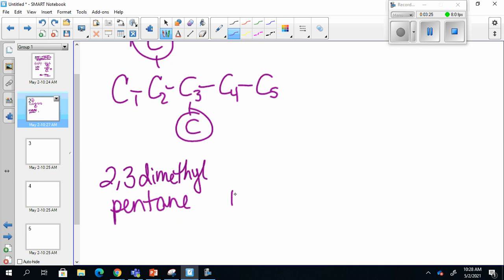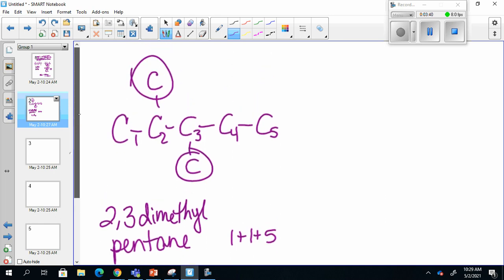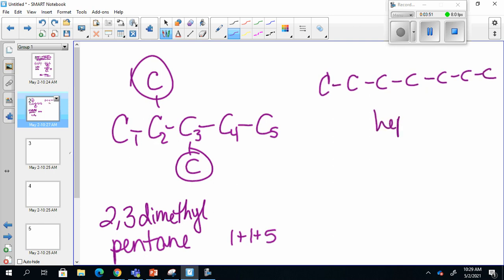All right, a 1 plus a 1 plus a 5 is C7. And then H, I double it, so that's 14 plus 2 is 16. So that's my formula. And I could say an isomer of this, I'll do 2 of them. I could just do heptane, 1, 2, 3, 4, 5, 6, 7. That's heptane. And so that would definitely be an isomer.